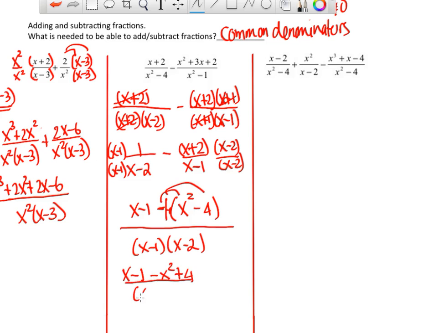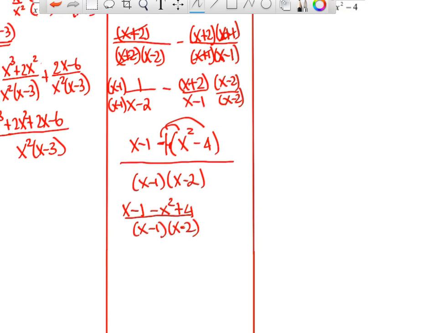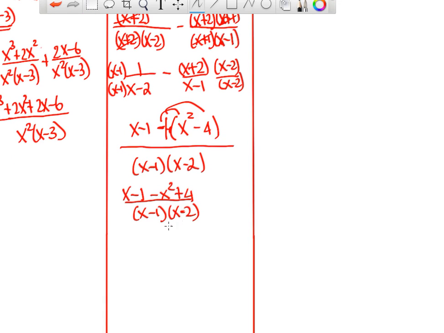And then here we see one reason that we do multiply out in the top, but maybe not in the bottom. And that's because in the bottom, we just have a product. But in the top, we're going to do x minus 1 plus 4. So that actually can be an x plus 3 minus x squared. Okay, one problem left.